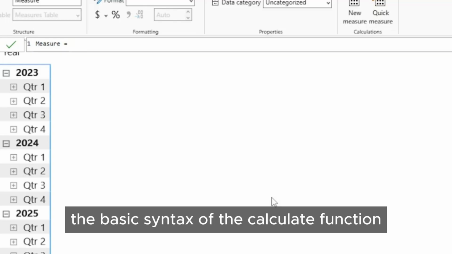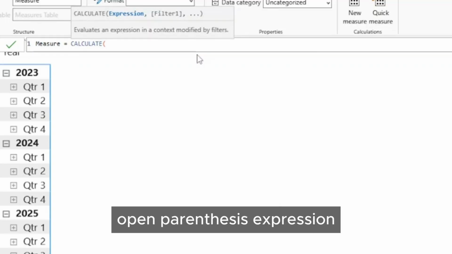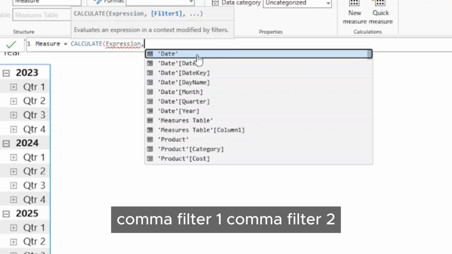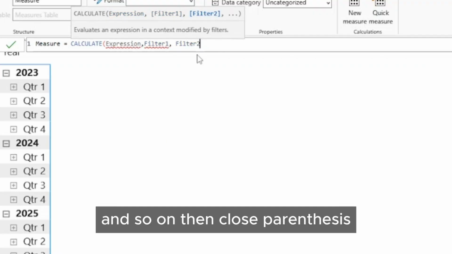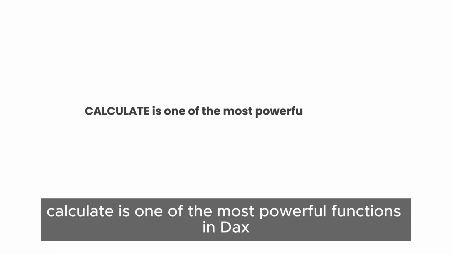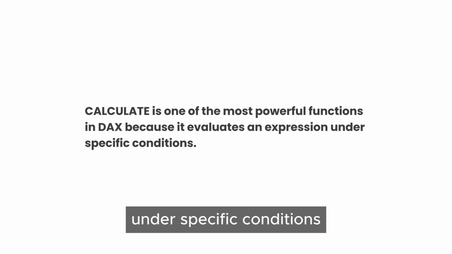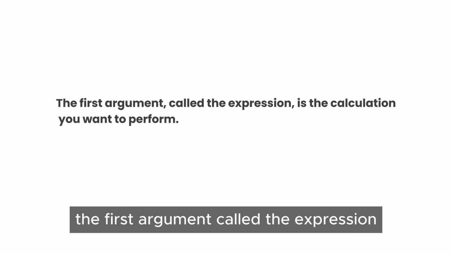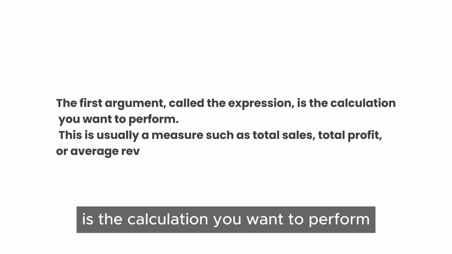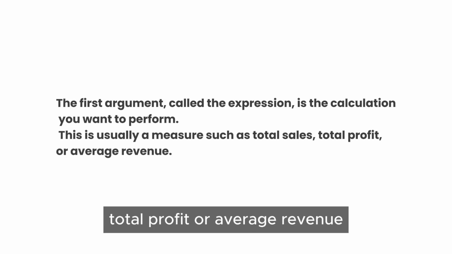The basic syntax of the CALCULATE function is as follows. CALCULATE, open parenthesis, expression, comma, filter 1, comma, filter 2, and so on, then close parenthesis. CALCULATE is one of the most powerful functions in DAX because it evaluates an expression under specific conditions. The first argument, called the expression, is the calculation you want to perform. This is usually a measure such as total sales, total profit, or average revenue.